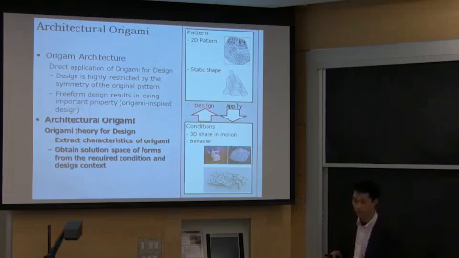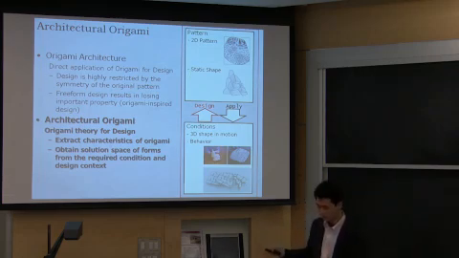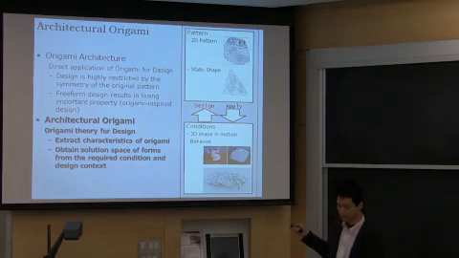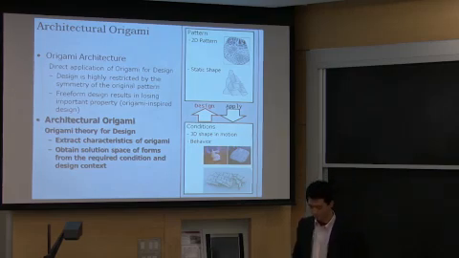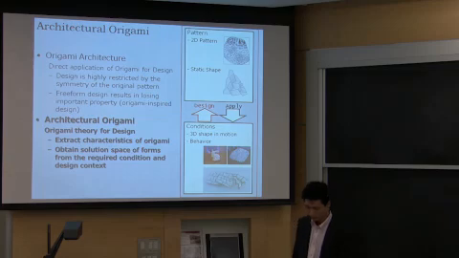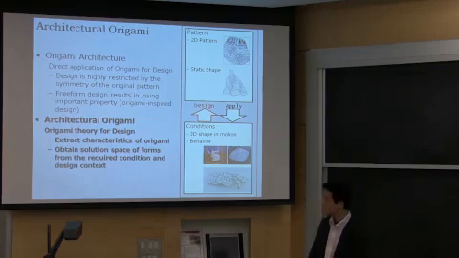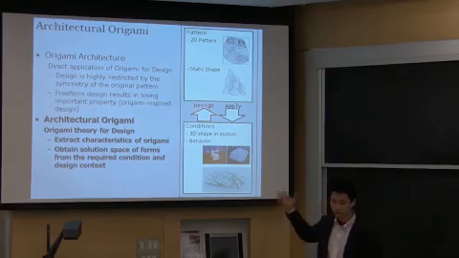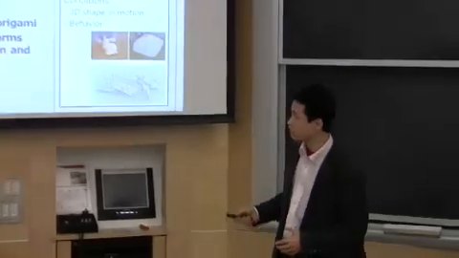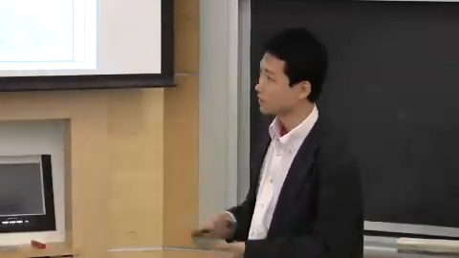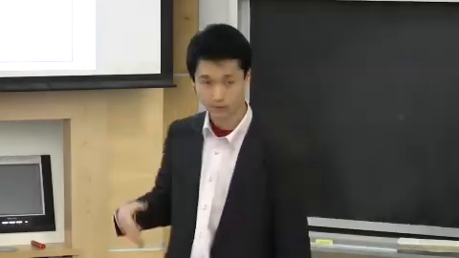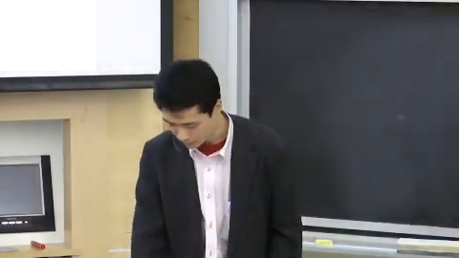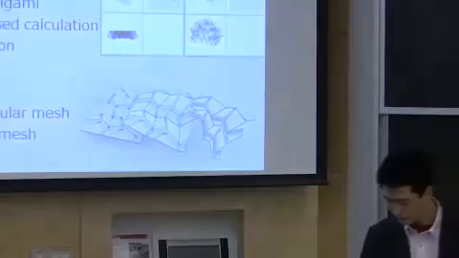We want to get some kind of designed property, like how it behaves in 3D or in time also. We want to extract the characteristics of origami and obtain the solution from that required condition, and also the design context that is given by the design purpose. So this is the outline.